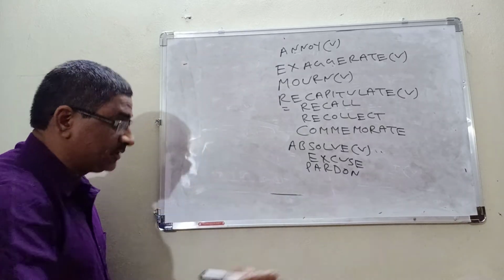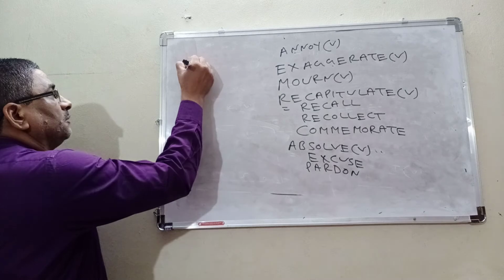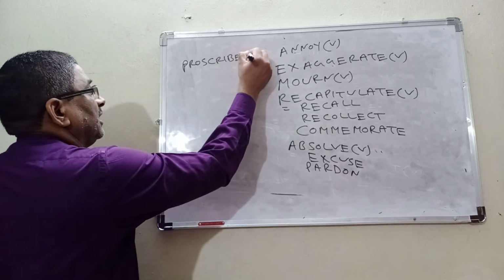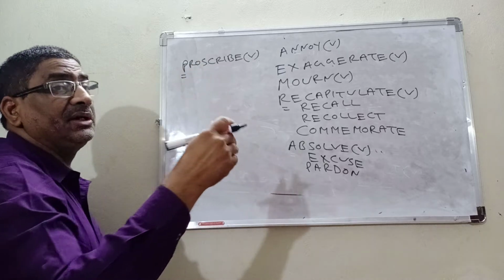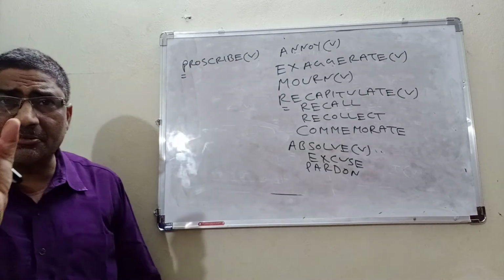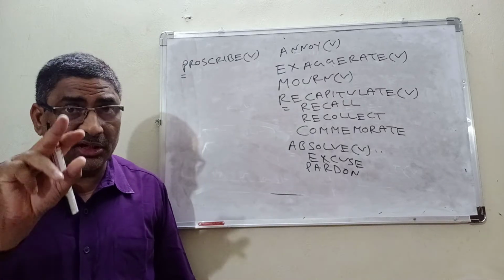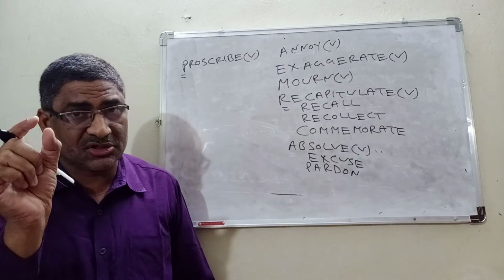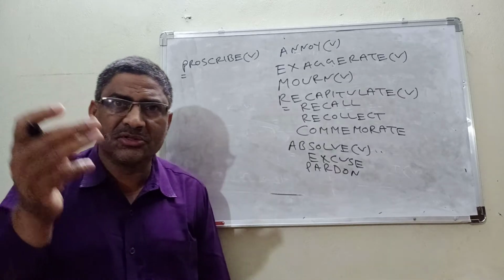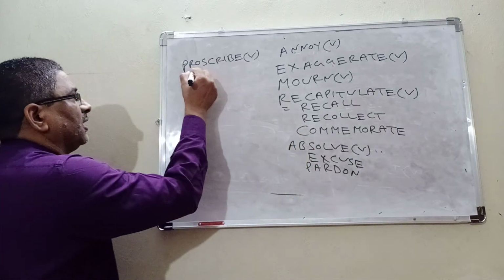The next important word, proscribe. P-R-O-S-C-R-I-B-E. Proscribe means to send out by force. I can say, a person was proscribed from a country, not prescribed. There are two confusing words, prescribe and proscribe. Proscribe meaning is to send out from a country, to send out by force. This word has got excellent synonyms.